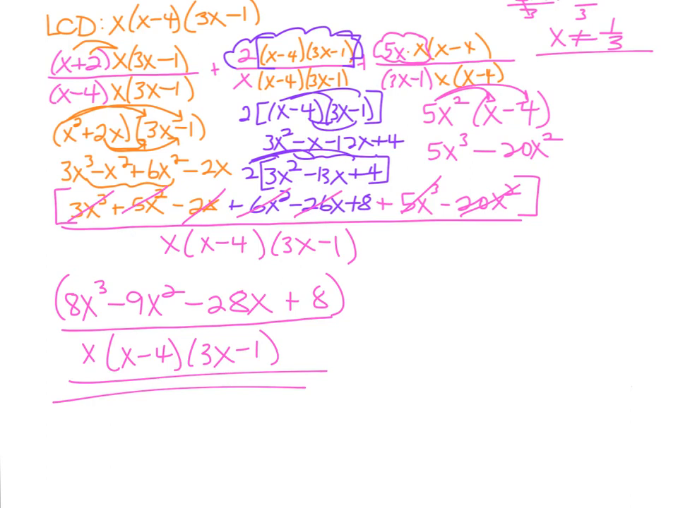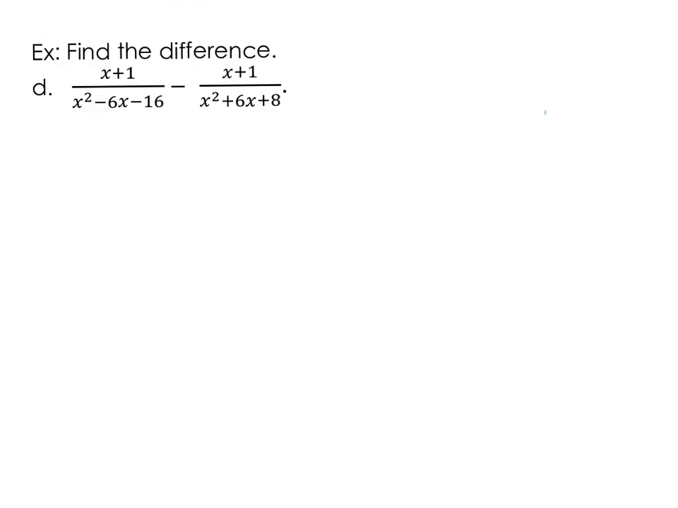All right, we have one problem left, and that's subtraction. Find the difference of x plus 1 over x squared minus 6x minus 16 minus x plus 1 over x squared minus 6x plus 8. Again, let's put those numerators in parentheses, and just be careful here. They don't cancel out right away. Subtraction is tricky, so we have to make sure that we're watching all these steps.